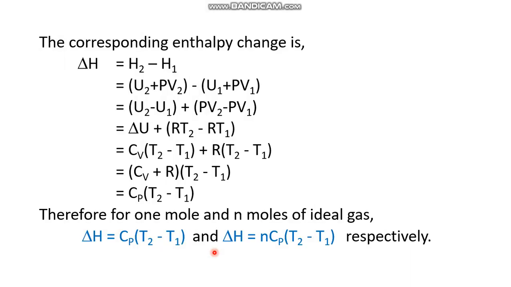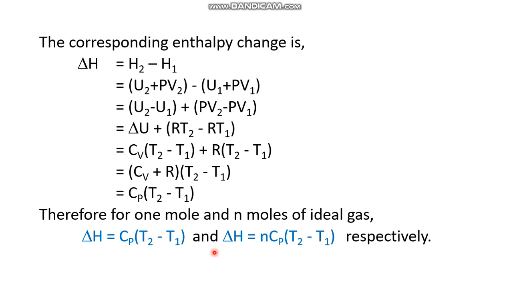So we have already got the expressions for adiabatic, reversible and irreversible change. These are dq equals 0 or q equals 0, minus W equal to Cv into T1 minus T2, or for n moles of ideal gas it is nCv into T1 minus T2. And also we have got the expression of delta U, which is Cv into T2 minus T1, and for n moles it is nCv into T2 minus T1.